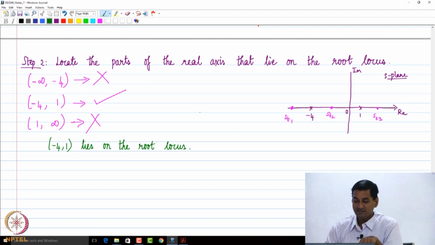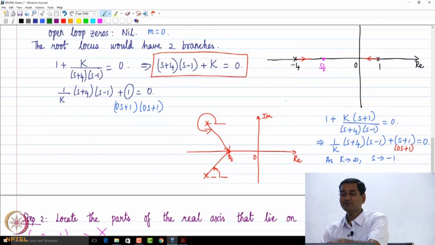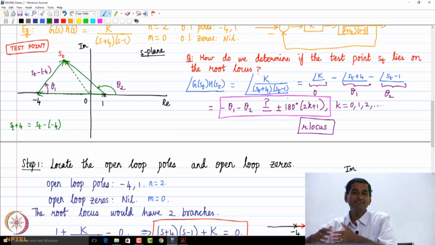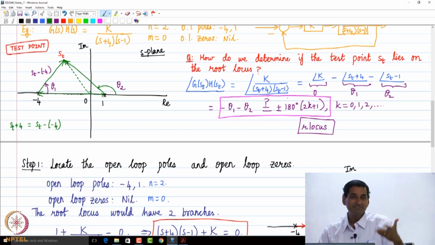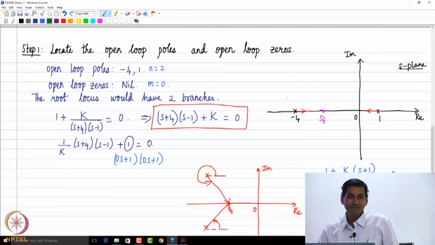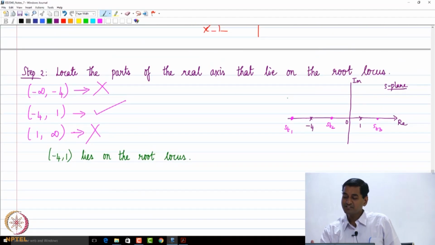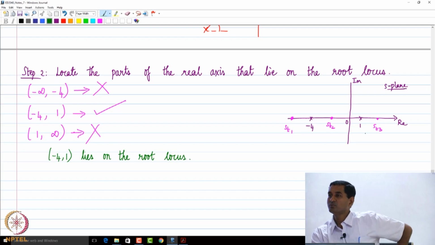Of course the first elimination, this calculation I did by using theta 1 and theta 2, but imagine I can have a general system, right. How do we simplify, how do we generalize, right, that's what we are doing. So if you take a test point ST2, you look towards the right of the test point. How many real open loop poles and real open loop zeros do we have? Only 1, right. There is one open loop pole at +1. So is that an odd number?